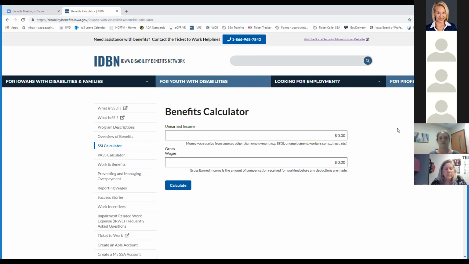We have a benefits calculator, and this was shared by Susie Paulson. Thank you so much, Susie, for sharing this. It helps individuals understand, when they're receiving Supplemental Security Income, how their check is going to be impacted, because we know that there's a bit of math that has to be done when you're figuring out how your SSI check will be reduced. Individuals can plug in those numbers here.